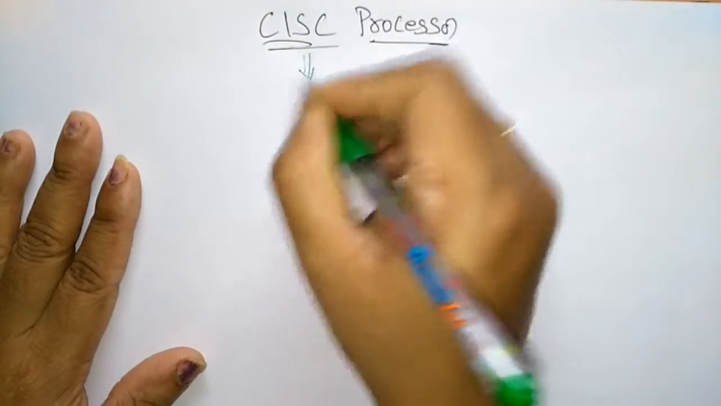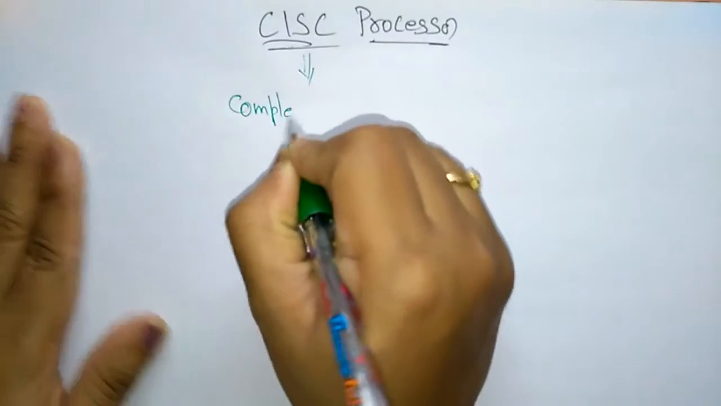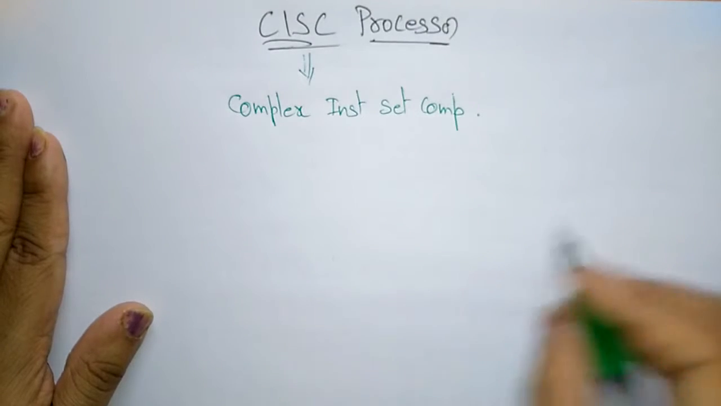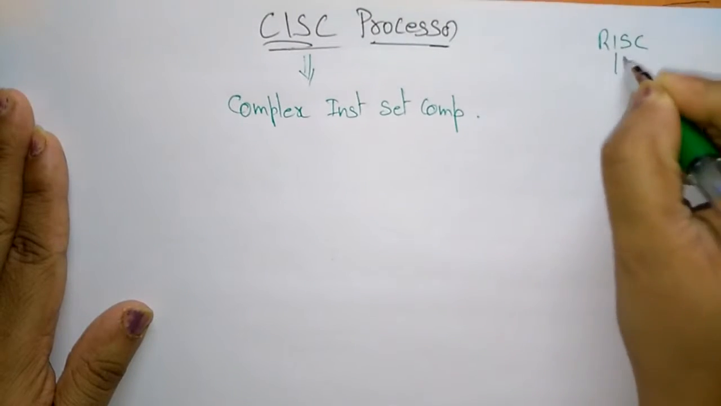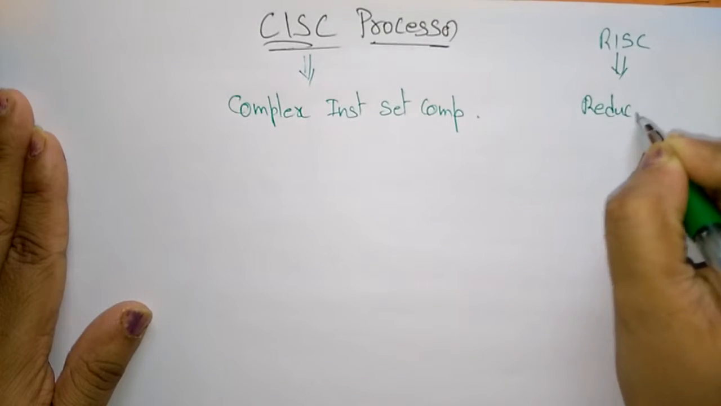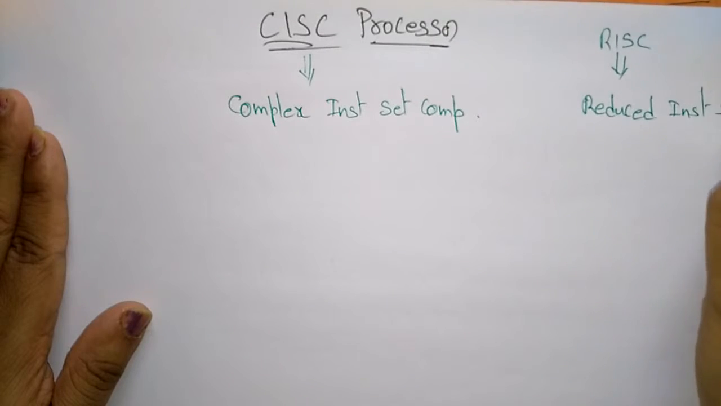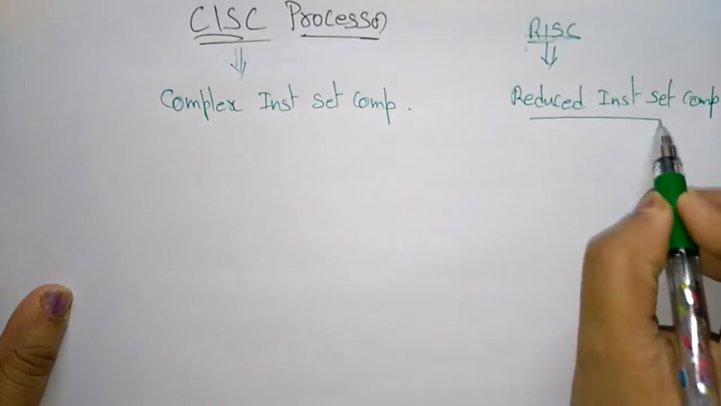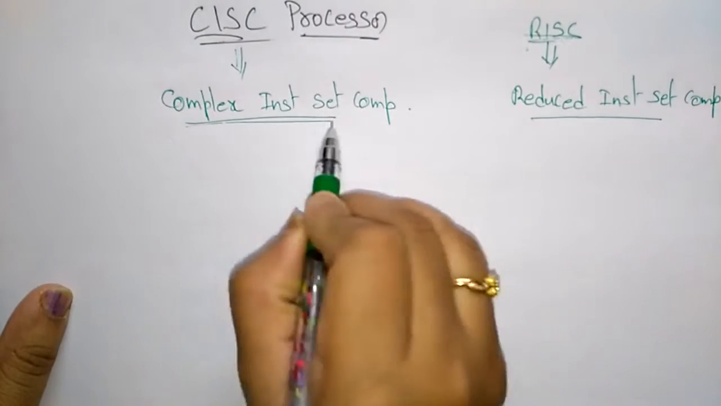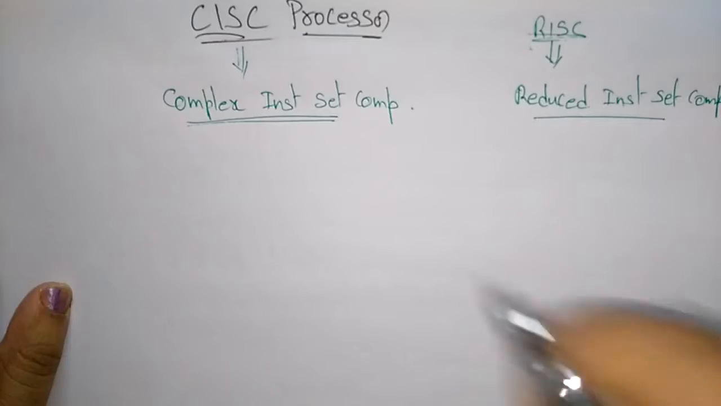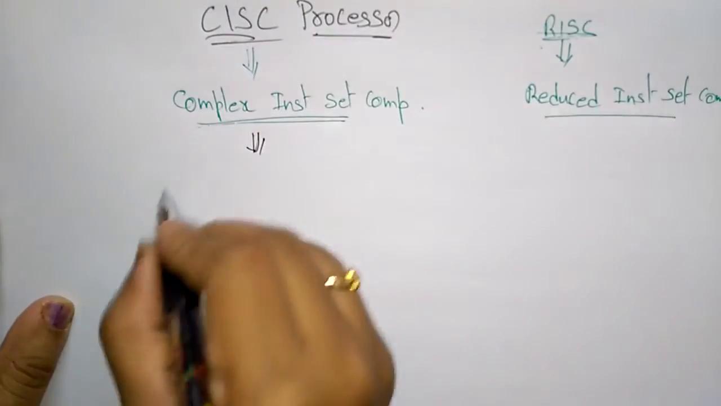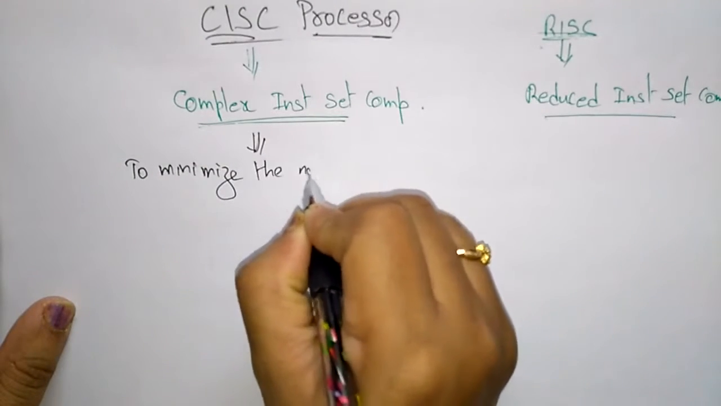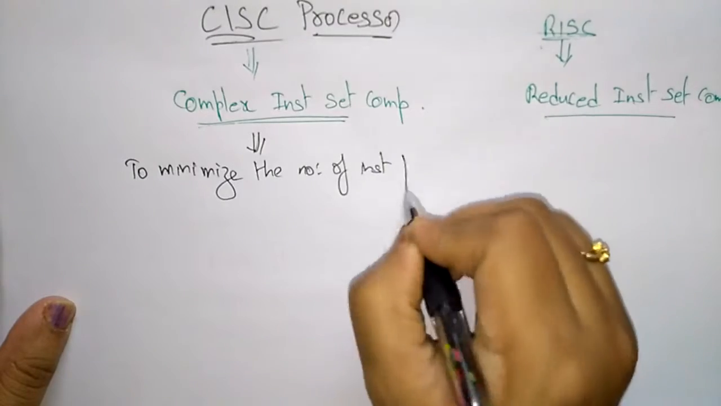A CISC is nothing but a complex instruction set computer. Whereas in the previous video, I said the RISC is nothing but a reduced instruction set computer. So the name itself is saying that a reduced instruction set will be there in RISC, whereas here the complex instruction set will be there. So the CISC is designed to minimize the number of instructions per program.